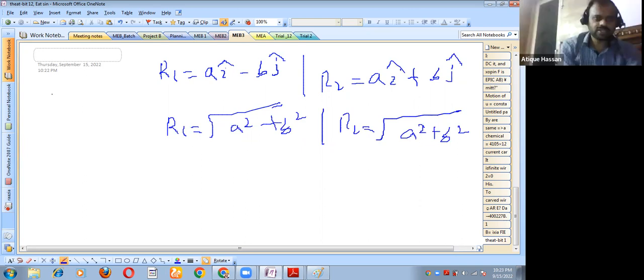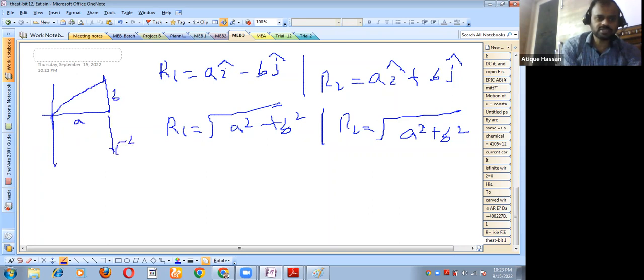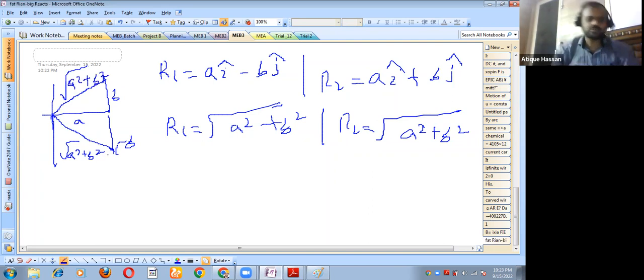Suppose you have two vectors like this. Suppose this vector is A and this vector is B, both perpendicular. Or suppose you have minus B. So A plus B and A minus B both will have the same hypotenuse. This will be A square plus B square, and this will also be A square plus B square. That is why the resultants have the same magnitude. Understood? So whether it is A plus B or A minus B, their magnitude will be the same if A and B are perpendicular. Same is the case here.